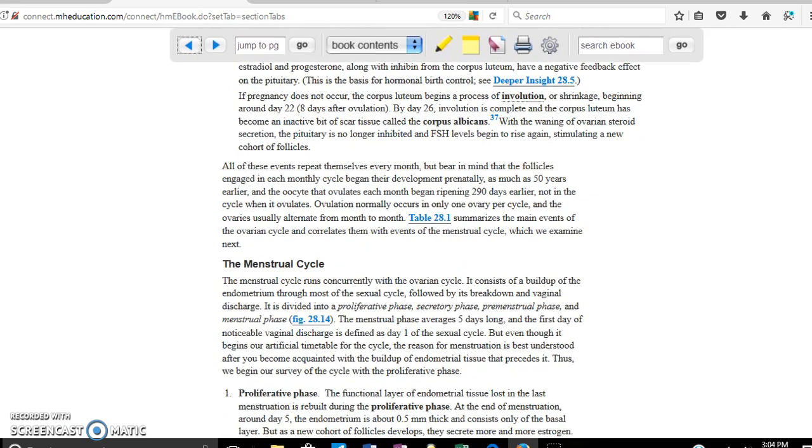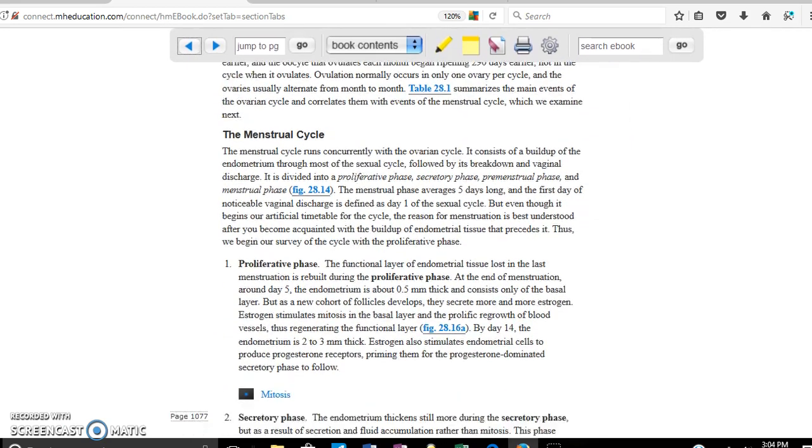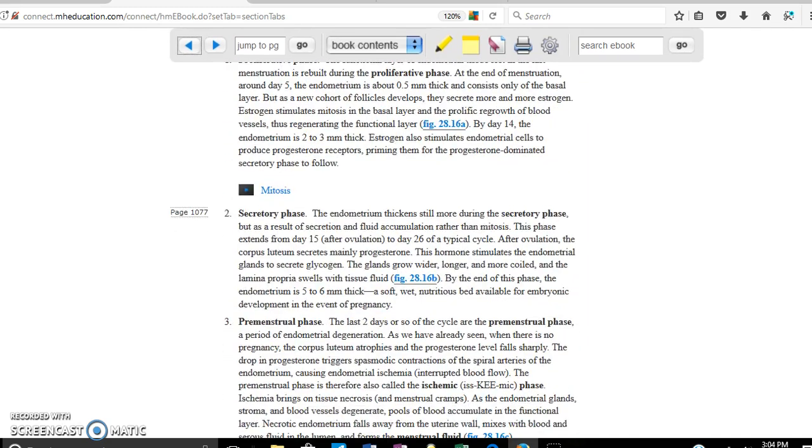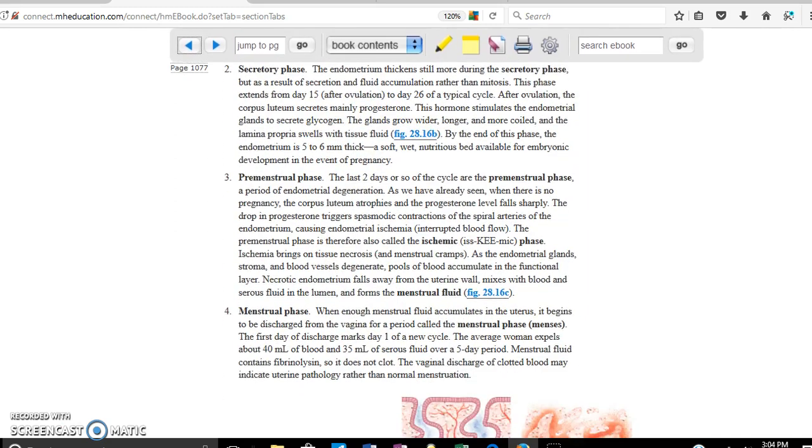menstrual cycle, we recovered that. We said the first part is going to be the proliferative phase, secretory phase, then the menstrual phase.